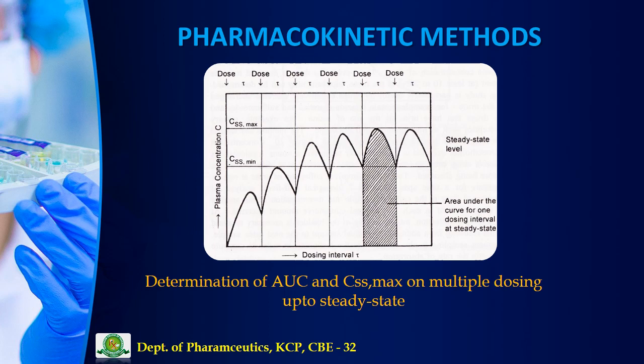Similarly, the area under the curve has been highlighted with the dashed line. So, area under the curve of one dosing interval at a steady state level. Upon repeated administration, once the drug reaches a steady state level, the concentration of the dose will be maintained uniformly. Hope you understood this topic.